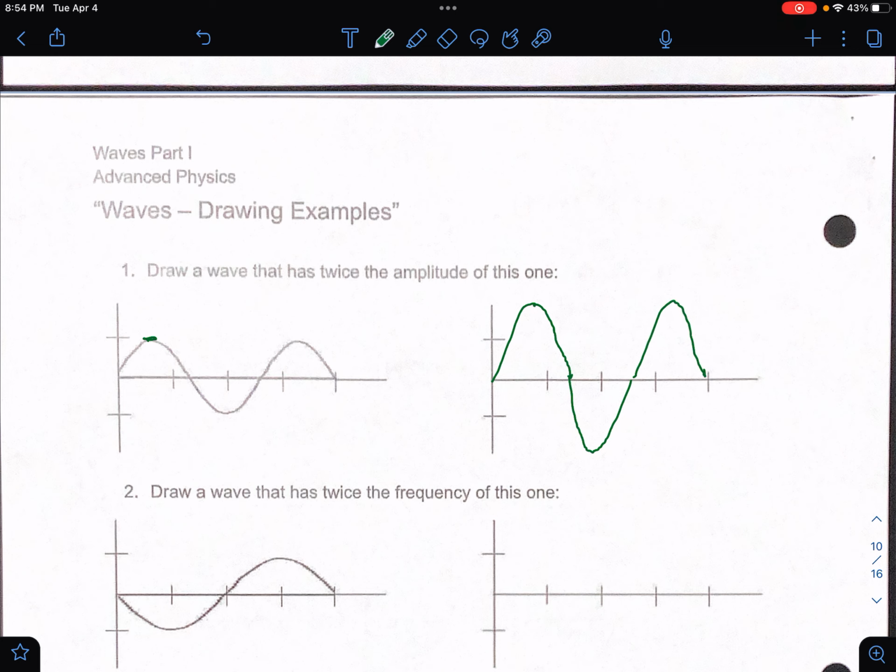So all I did to change amplitude, the twice amplitude, was just increase the height. I didn't change anything else. It started and ended in the same spot. There was the same number of waves when we got to that last line. So we did not change anything else but the height.